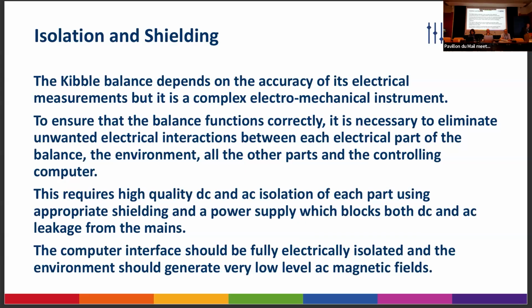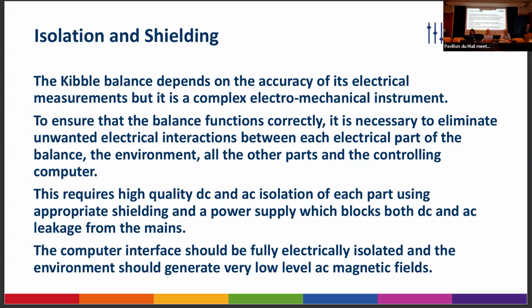So again, to ensure that these machines work properly, you need to make sure that the parts of them are isolated and shielded, because you're making very, very precise electrical measurements in an electromechanical instrument. And you want to ensure that the parts you put together don't affect each other in ways you don't understand. If you don't control electrical interactions between those parts, or other interactions, you're going to find all sorts of interesting second order and third order effects that you don't really want.